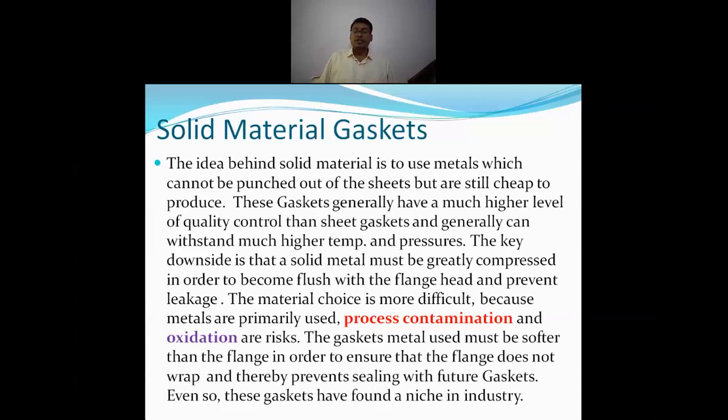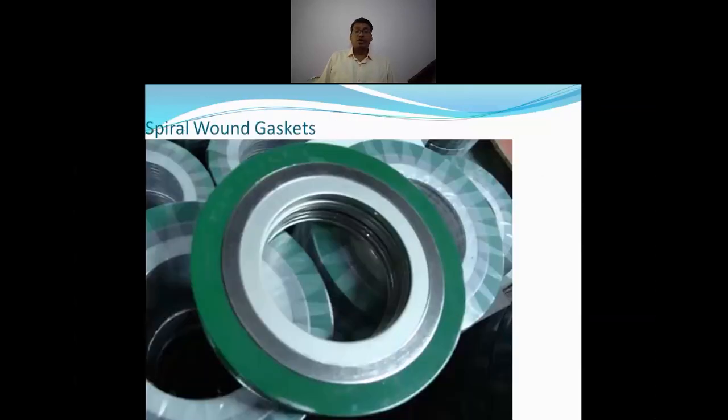The gasket's metal used must be softer than the flange in order to ensure that the flange does not warp and thereby prevent sealing with future gaskets. This is what a spiral wound gasket is.